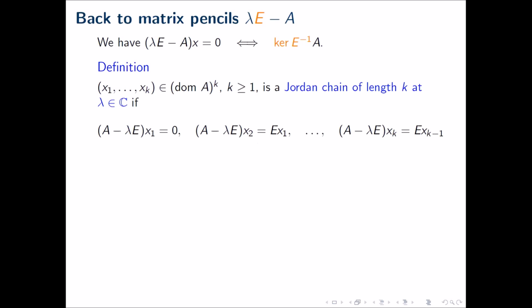What I want to do is relate the chains, the Jordan chains. You remember the definition; we have Jordan chains for linear relations, I write it in a different way here. I wanted to relate them to the Jordan chains of a pencil. And for this, I have to introduce Jordan chains of a pencil. And this is done here.